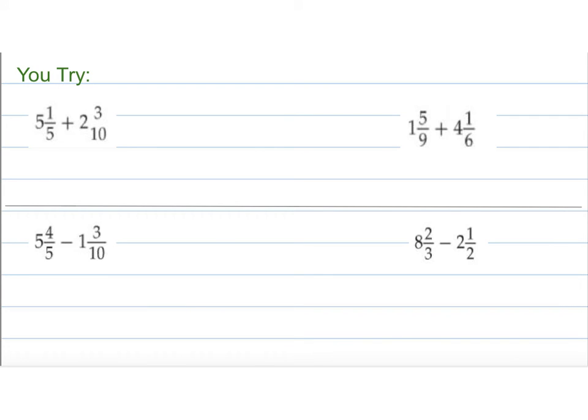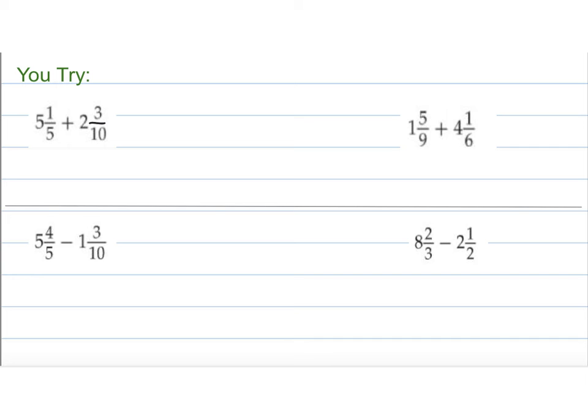Okay, so here's where you could pause, try these 4 on your own, and then come back and watch. If you're feeling a little stuck, you can follow along with us here. So 5 and 1/5 plus 2 and 3/10. For some reason, we don't have a fraction bar there.